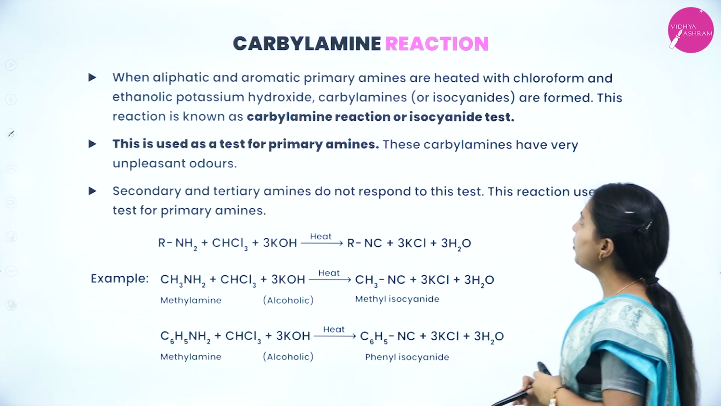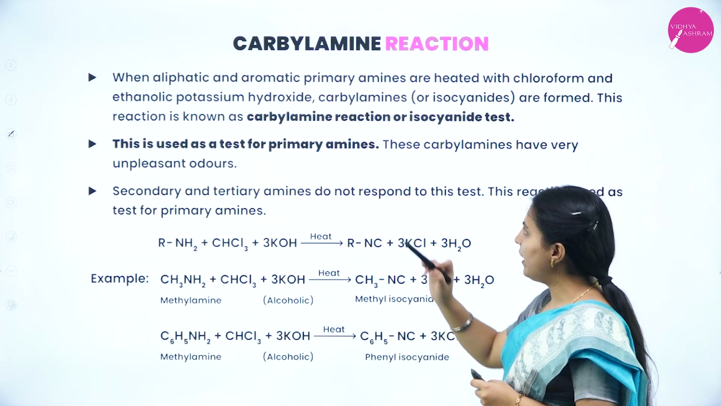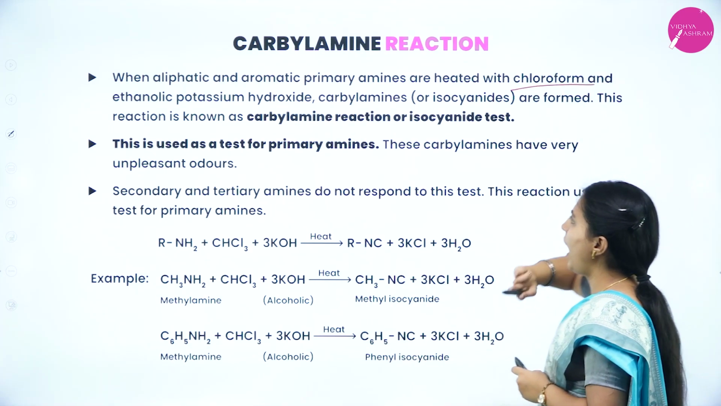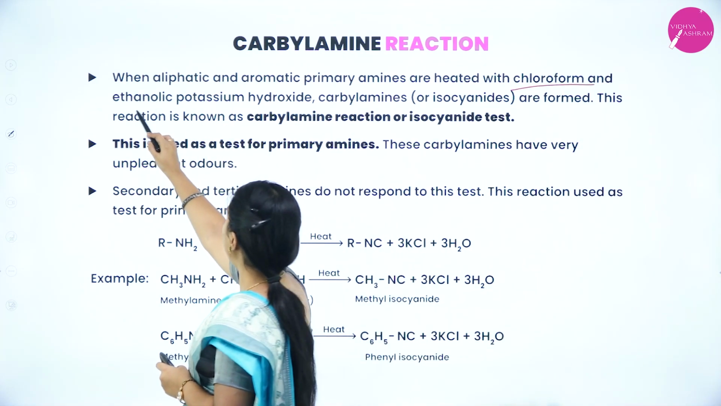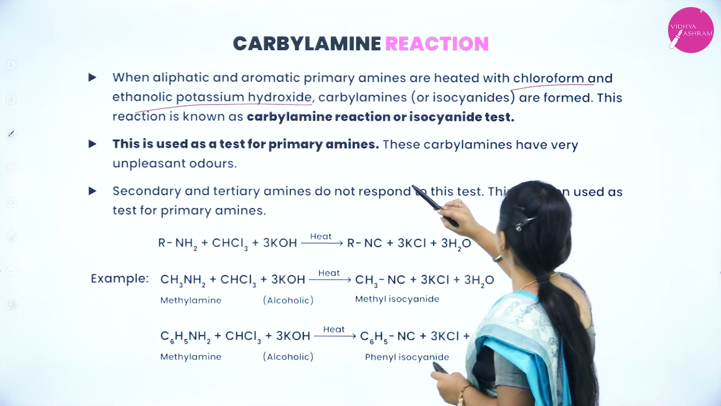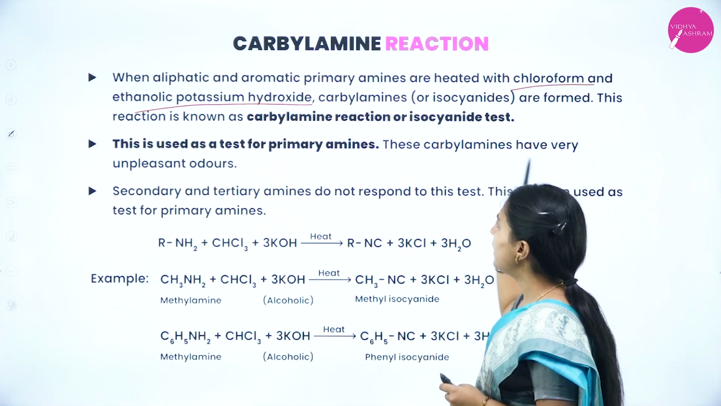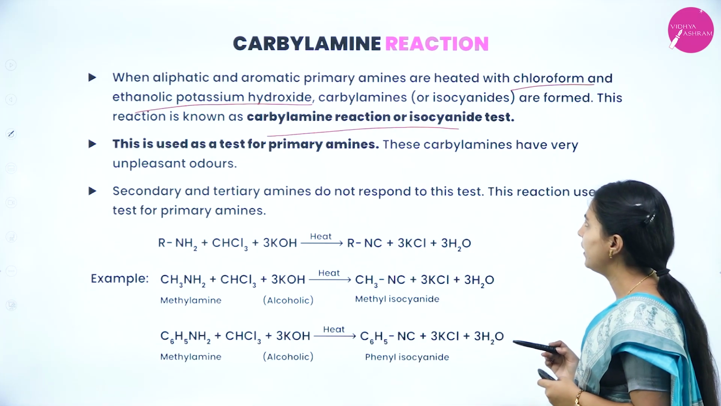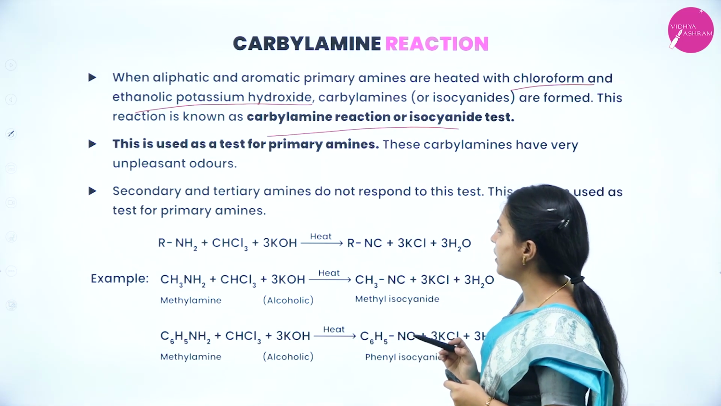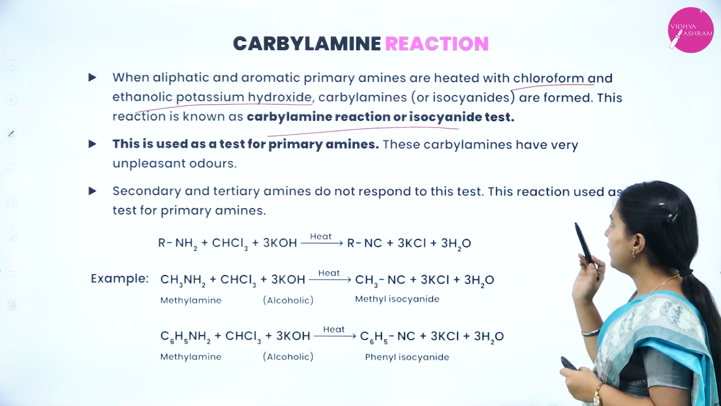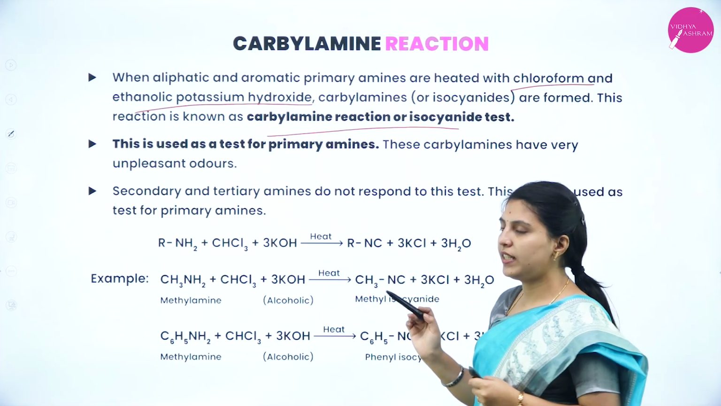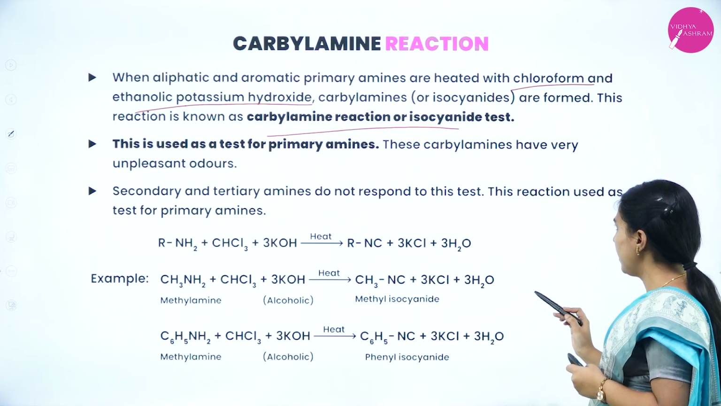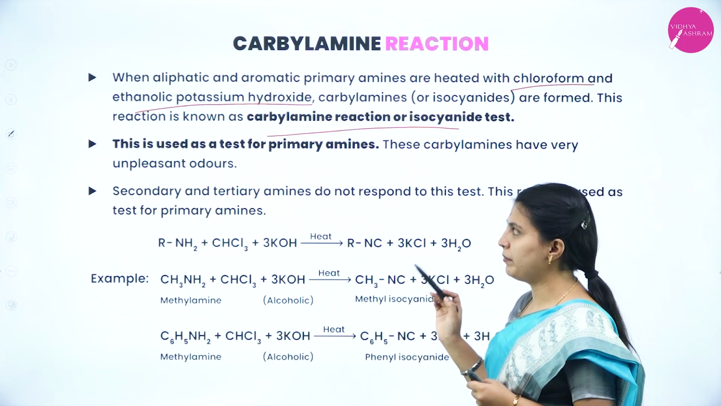Next, carbylamine reaction. When aliphatic and aromatic primary amines are heated with chloroform and ethanolic potassium hydroxide, carbylamines or isocyanides are formed. This reaction is known as carbylamine reaction or isocyanide test. This is used as a test for primary amines. These carbylamines have very unpleasant odors. Secondary and tertiary amines do not respond to this test.